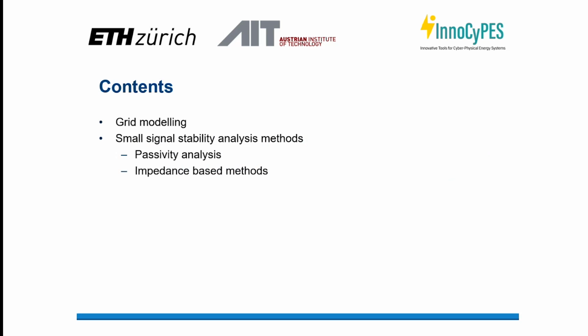As said in part 1, we're going to focus on two things mostly here: the grid modeling, so how we model the grid. And here I have the two most used use cases in academia, and also some indexes that we use normally, such as the short circuit ratio. And finally, I'm going to talk about small signal stability analysis methods, and we will compare passivity analysis and mixed small gain and phase.